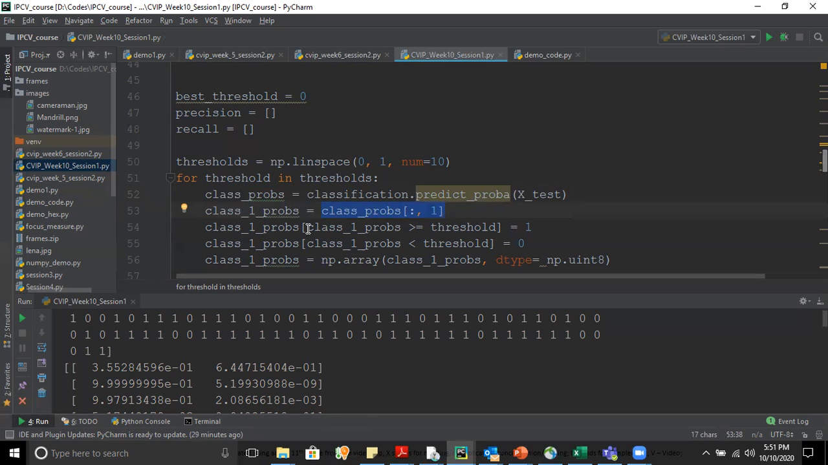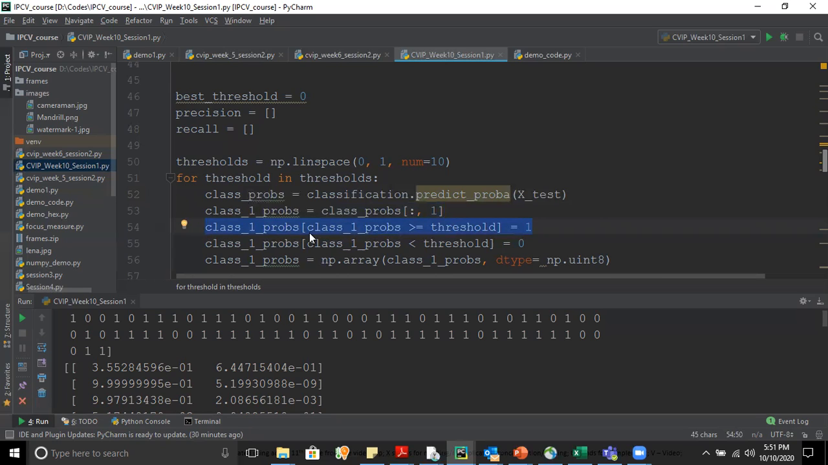And this kind of an approach is there in MATLAB also. I must have said earlier also, this programming construct. If you see here, the first threshold value will be 0. I'm checking which all probabilities are greater than or equal to threshold, and then I'm using that as an index inside this class_1_probs.